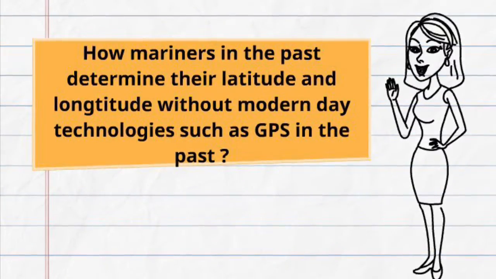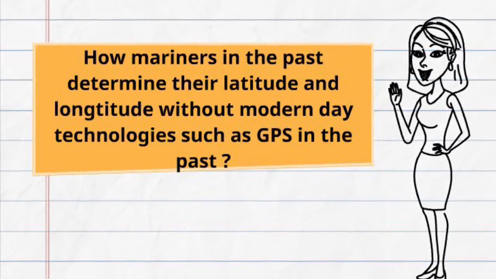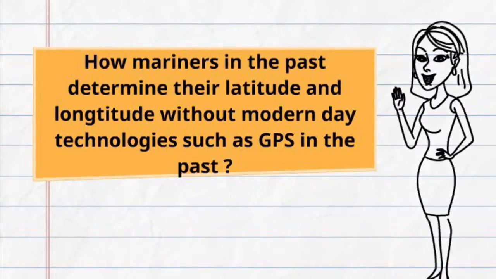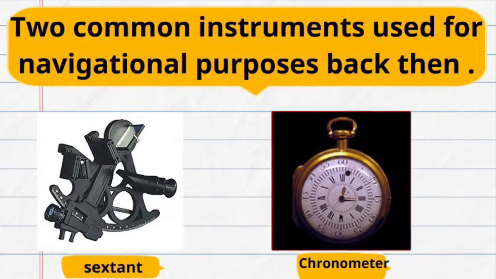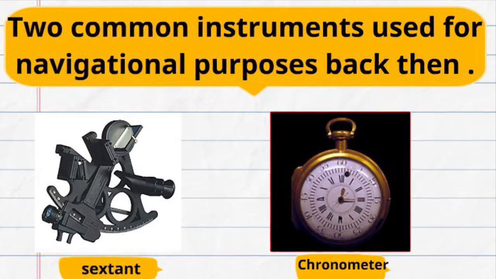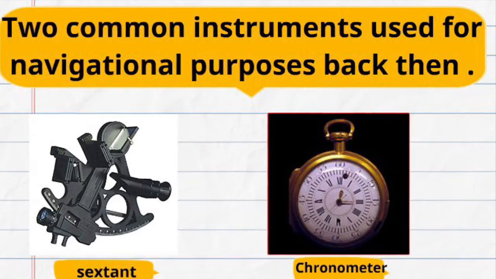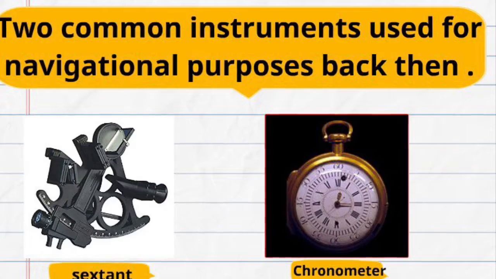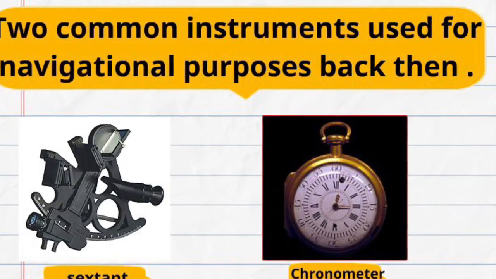This video will explain how mariners in the past determined their latitude and longitude without modern day technologies like GPS. These are the two common instruments that were used for navigational purposes back then. As you can see in the first picture, this instrument is called the sextant. And secondly, on the right, this instrument is called the chronometer.